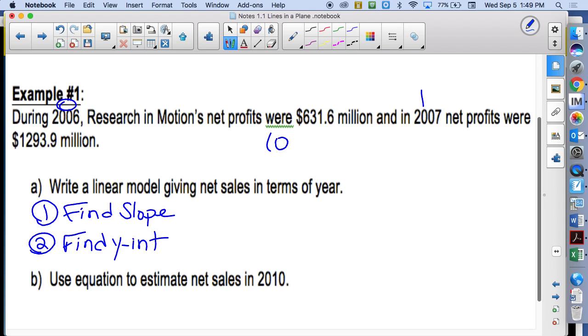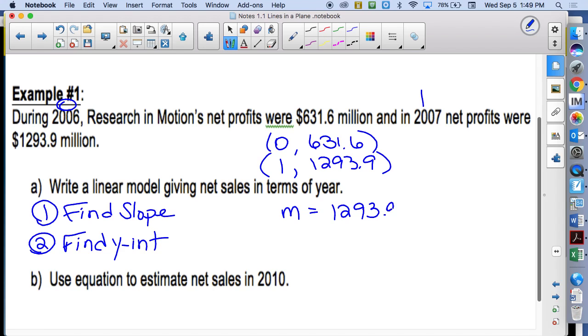And Chelsea did give me the formula. I just want you to be able to see that really we're connecting this information into a set of ordered pairs. That's really what you're doing. So you're taking the pieces of information they're giving you, connecting them together as points, ordered pairs, and then finding the formula for slope. So she said 1,293.9 minus the 631.6. And that's really just over 1 minus 0 for 1.